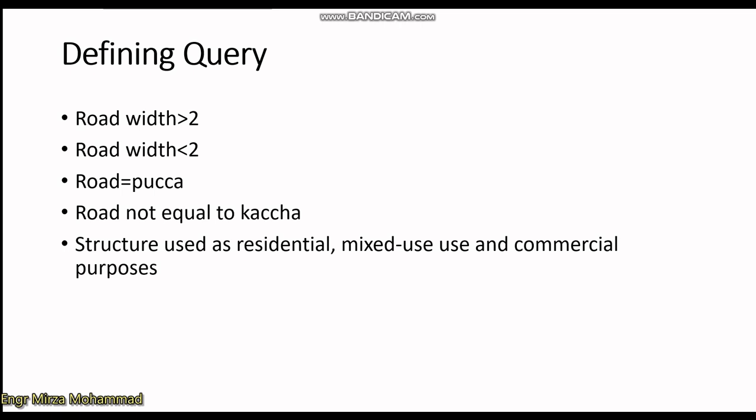Sometimes the project demands that the road is of wider range, which is shown by the example road of width greater than 2. Sometimes it is important that the road is located in a residential structure, and it is a mixed use of commercial purposes, which I have also shown in one of the queries. So without any further ado, let us go to the application and see the process.